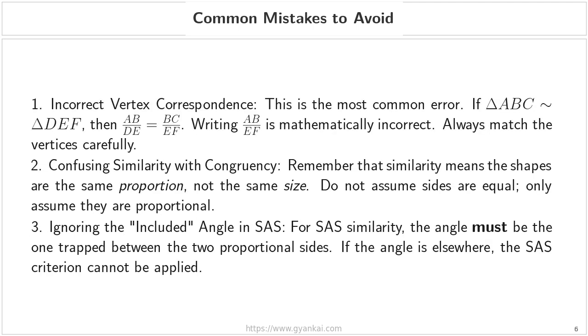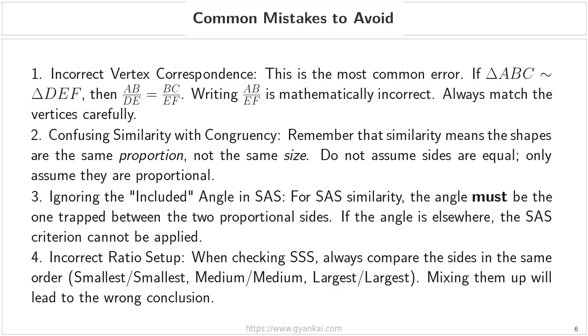Third, be careful not to ignore the included angle when using the SAS criterion. As we discussed in the previous slide regarding products of sides, the SAS rule is very strict. The angle you are using must be the one trapped directly between the two proportional sides. If that angle is located elsewhere in the triangle, you simply cannot apply the SAS similarity criterion.